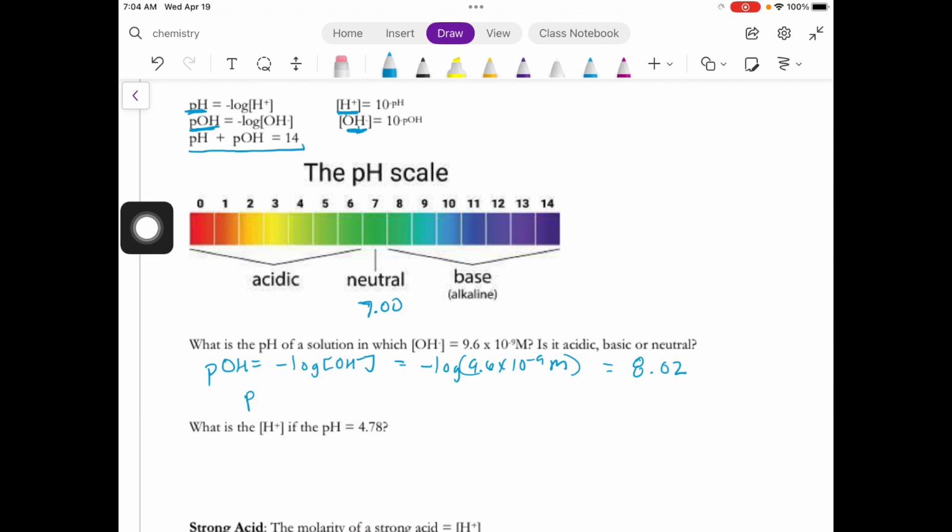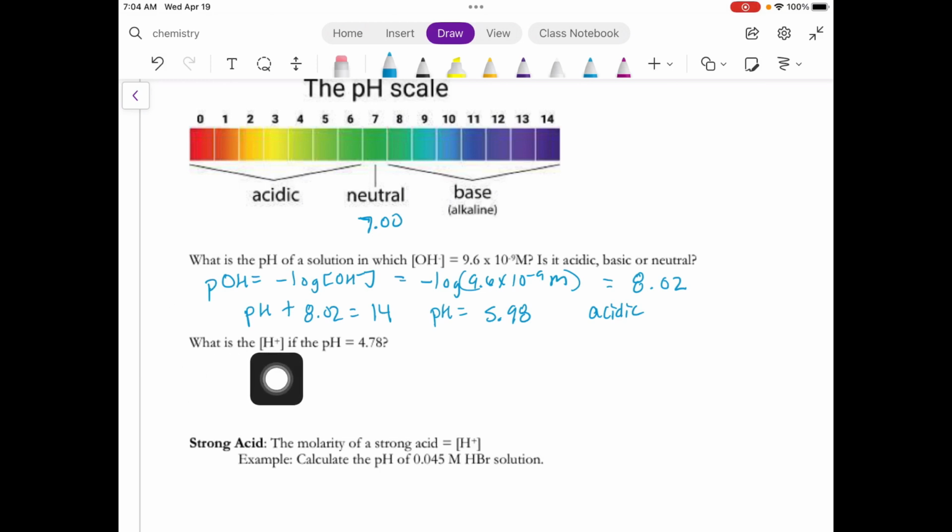Then I'm going to use this bottom equation. My pH plus my pOH, so plus that 8.02, will equal 14. And so my pH will equal 14 minus that answer, so 5.98. Looking at 5.98, that's less than 7, so that pH is acidic.